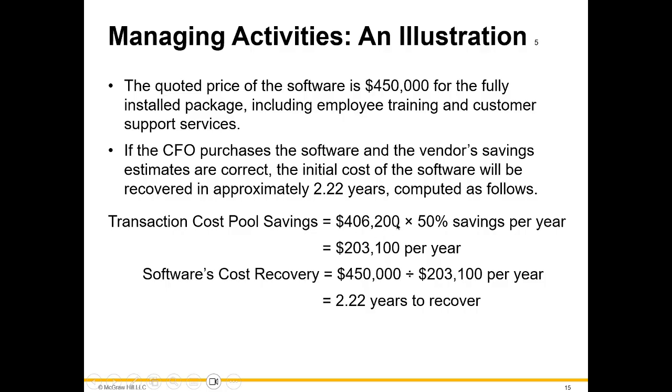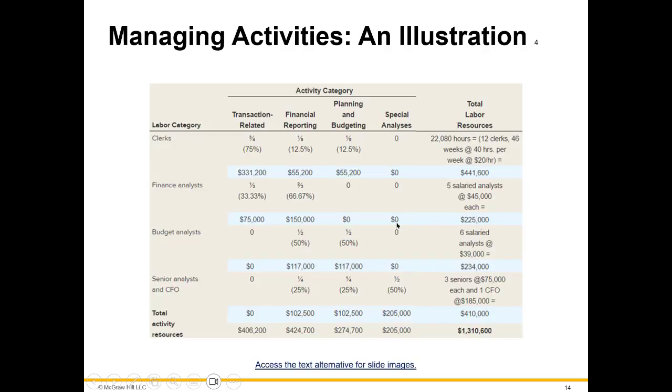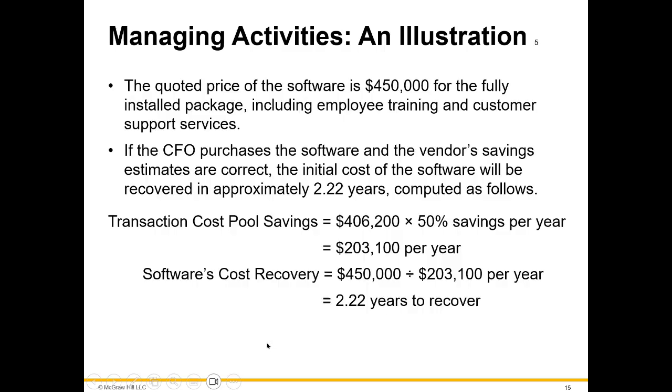Where does this $406,200 come from? That's in transaction related, and it believes it can save 50% of that. That would reduce the transaction cost to 203,100. So we could take the 450,000, the quoted price of the software, divide by 203,000 per year, and determine it takes 2.22 years to recover that investment.